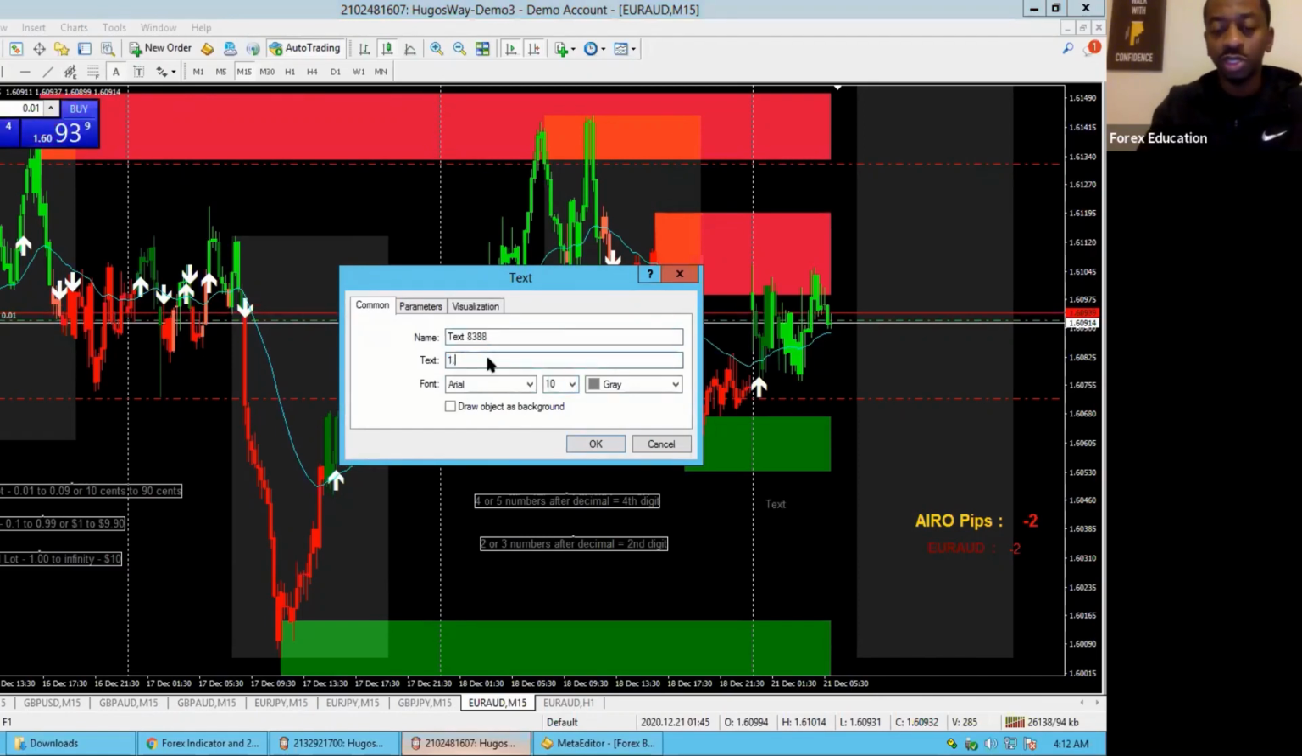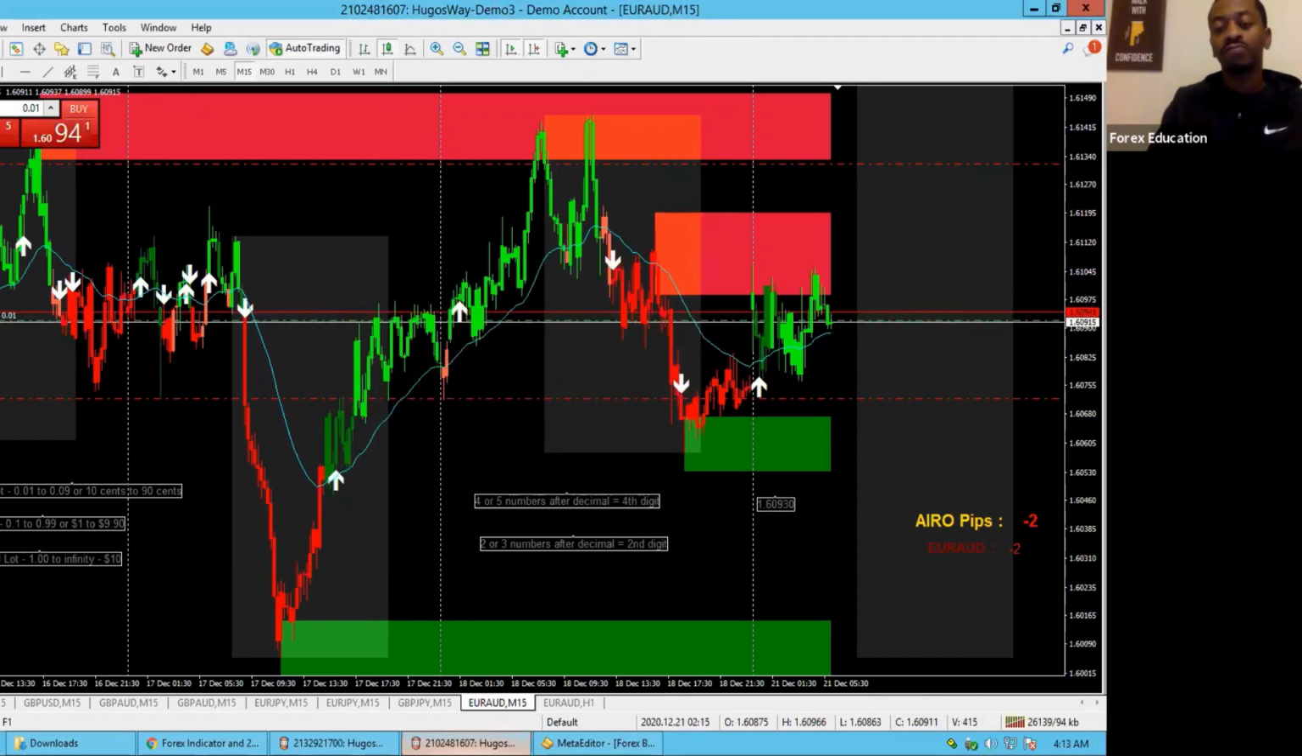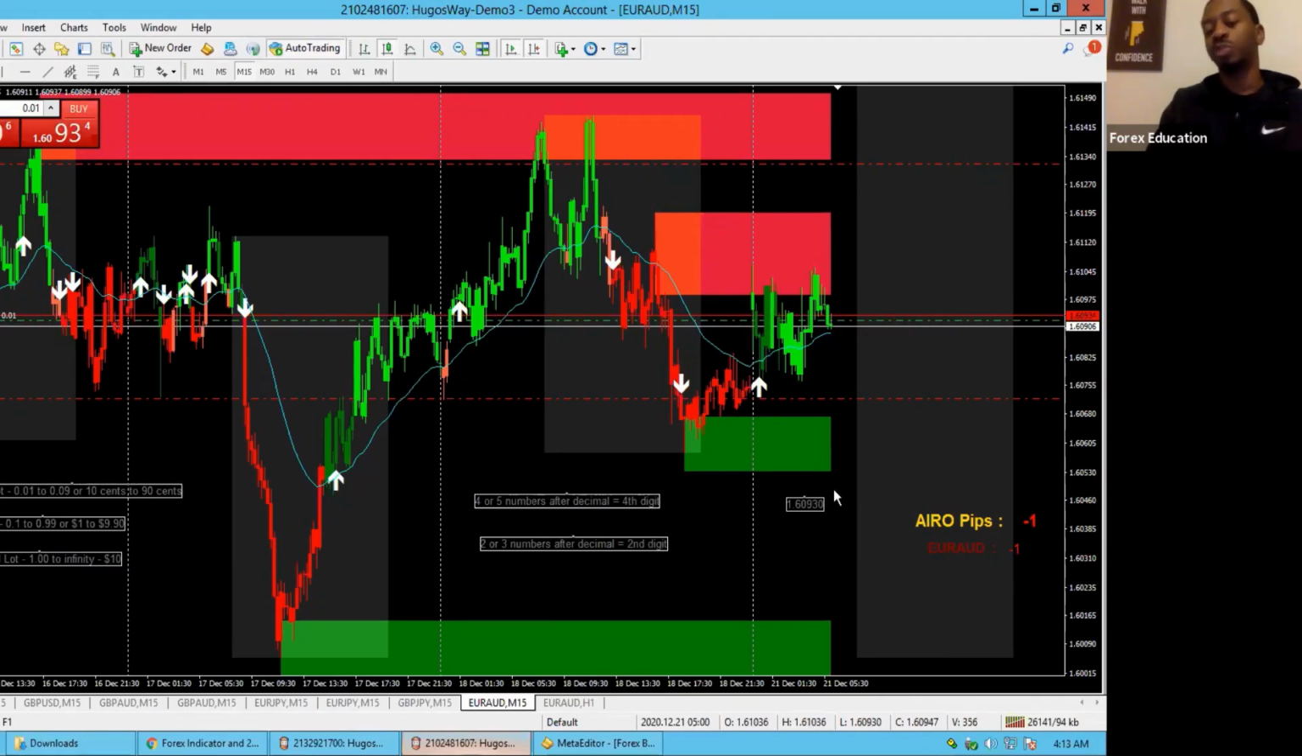Our entry is at 1.60930. That's our entry price. There are 1, 2, 3, 4, 5 numbers after the decimal place to the right. Which means that if there are 4 or 5 numbers after the decimal, the 4th digit is your pip. So that means 6093. The 3 is our pip.